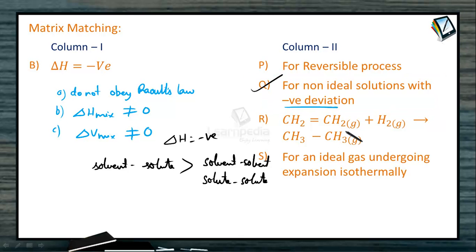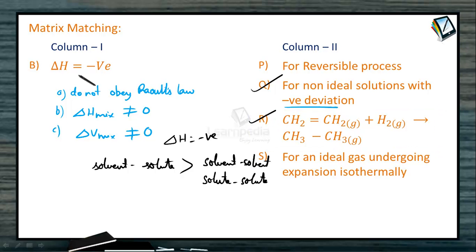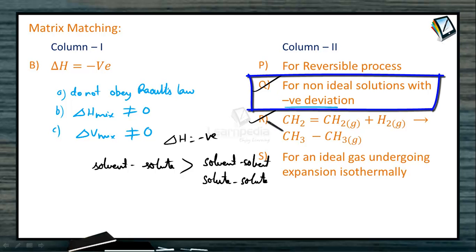And when you see this example, hydrogenation of alkenes. Hydrogenation is an example of an exothermic reaction. So that is the reason even for this one the delta H is negative. So for this one we have two correct matchings. One is Q and the other one is R.